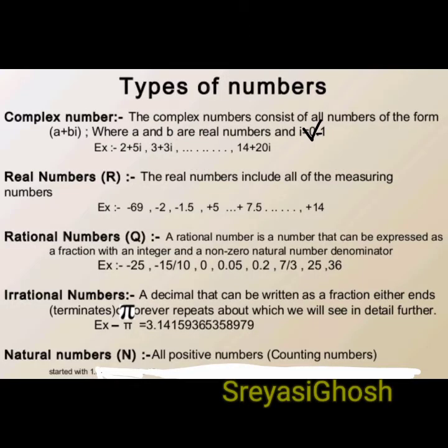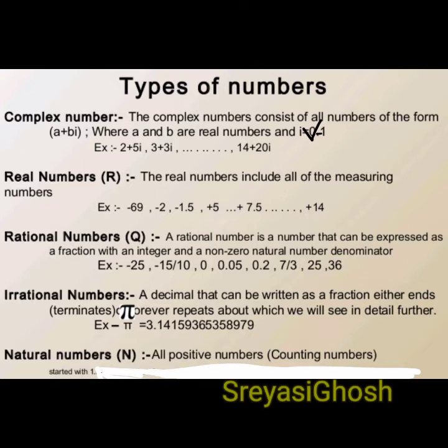Next, we come to the types of numbers. As I mentioned, complex number, I guess most of you are aware of this type of number. If not, let me just tell you that complex numbers is actually the superset of all the other types of numbers. That means real numbers also fall under the complex numbers.